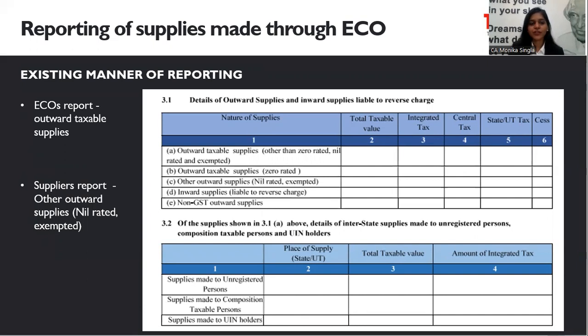The insertion of new table 3.1.1 will mainly affect the e-commerce operators, aggregators such as food aggregators, hotel aggregators, cab aggregators, and the clarification that has been issued in respect of table 3.2 will affect the suppliers who are effecting interstate supplies to unregistered persons, who are effecting supplies to composition taxable persons, and those who are effecting supplies to UIN holders.